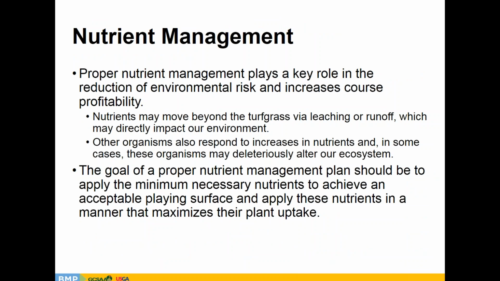The next major section for BMPs involves the nutrient management side. Of course, nutrient management plays a key role in reduction of environmental risk, and as we all know, fertilizers can be very expensive. And so nutrients, generally speaking, are one of the major components of deteriorated water quality. Nitrogen in particular, phosphorus as well. And so those are two that are key and are being watched, and it's due to those nutrients moving into the water and moving off the site that potentially causes these algal blooms that then can alter ecosystems. And so a goal of proper nutrient management should be to apply the minimum quantity of nutrients necessary to achieve those acceptable playing standards.